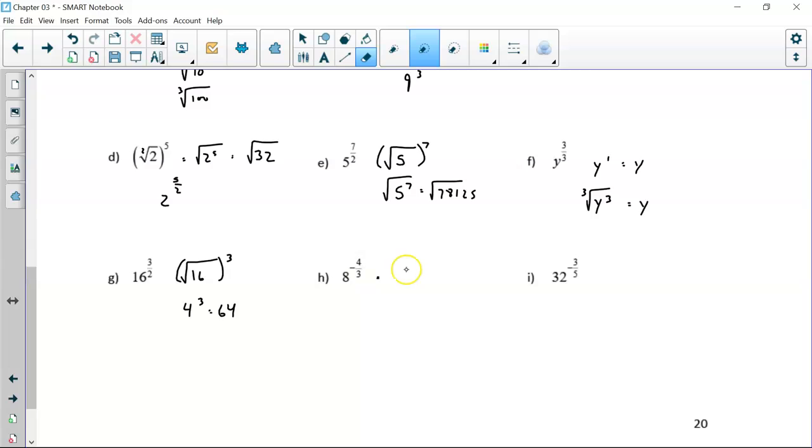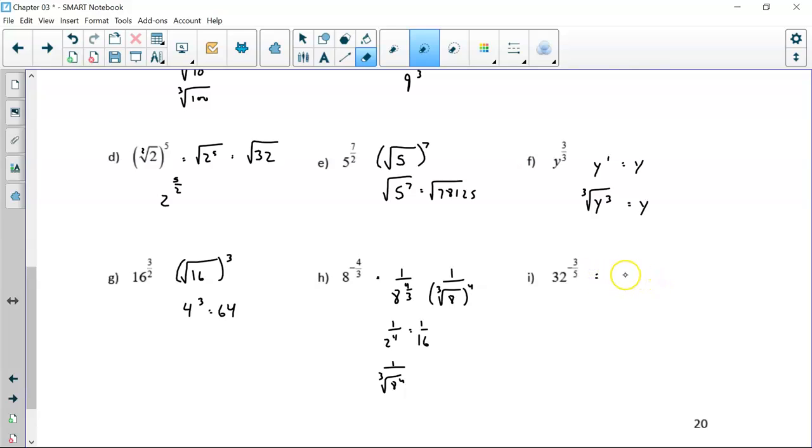8 to the negative 4 thirds. We're going to write that as 1 over 8 to the 4 thirds. So that's going to be 1 over the cube root of 8, all being raised to the 4th. Now, the cube root of 8 is 2. It's the same as 1 over 2 to the 4th, which is 1 over 16. There's another way to write it. Or you could write it as 1 over the cube root of 8 to the 4th. A couple of different ways to write this.